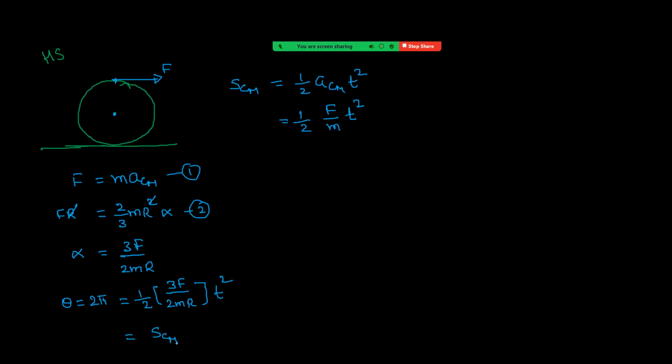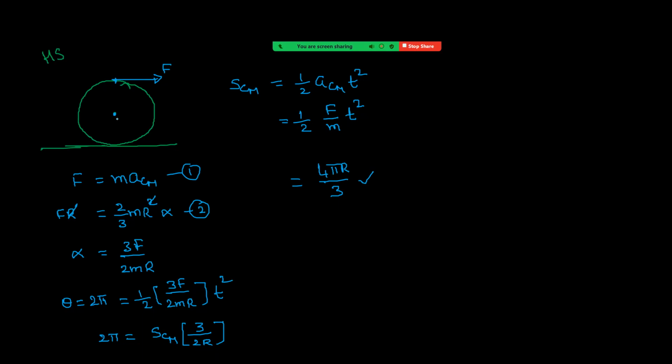The distance traveled by the center of the sphere is S_cm, half F by m t square. What is left here? See carefully: remaining is 3 by 2R, that is equal to 2 pi. That means this value is 4 pi R upon 3. This is the distance traveled by the center of the hollow sphere.